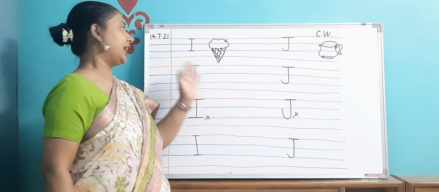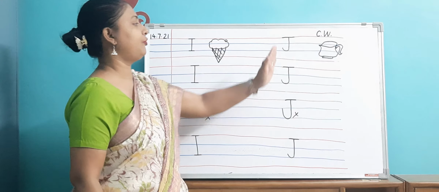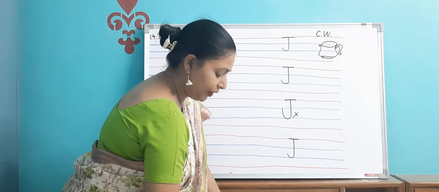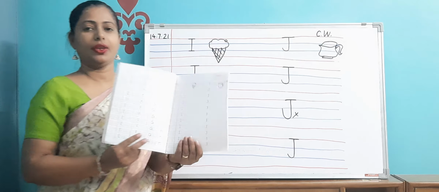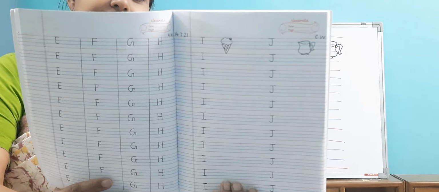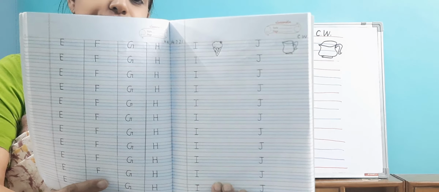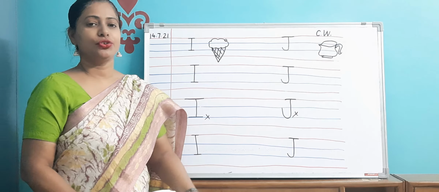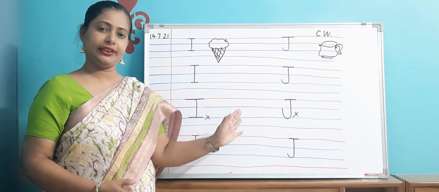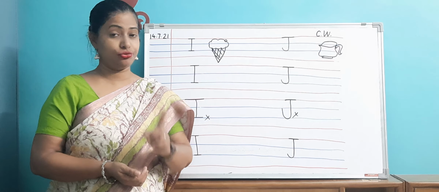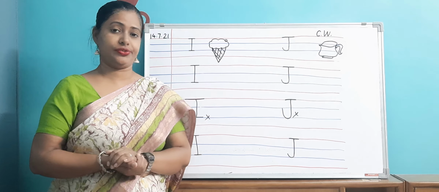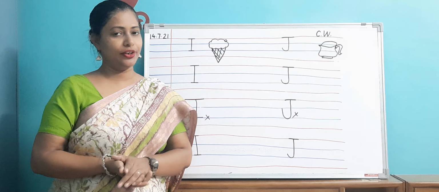J for jug. I for ice cream and J for jug. So children, you're going to do this work very neatly in your copy. You can see my work, as I have written this neatly. Like this you are going to do this work. Okay children, keep practicing at home. After writing in the fair copy, you are also going to practice in your rough copy. So daily 2 pages, one in your fair copy and one in your rough copy.